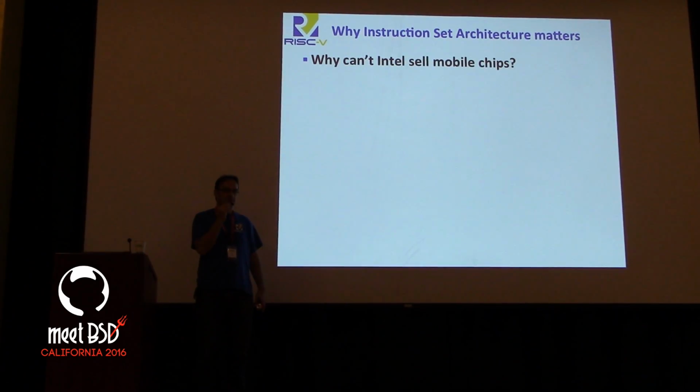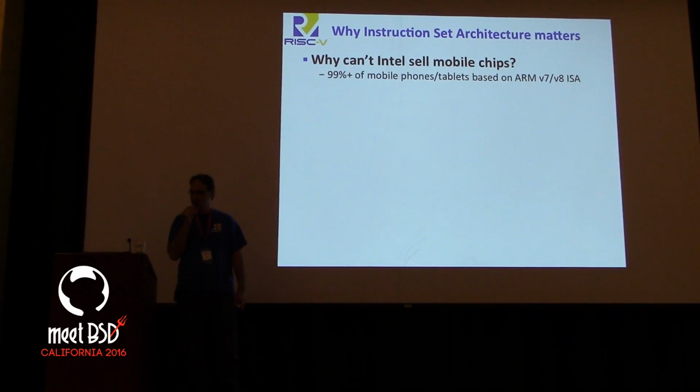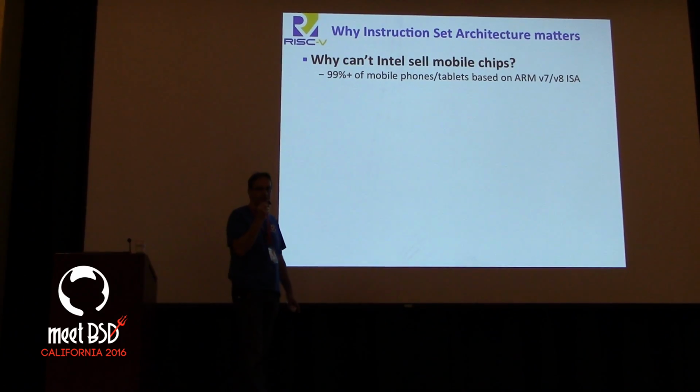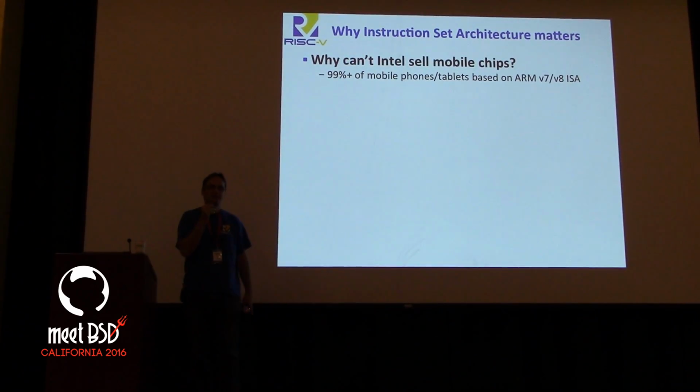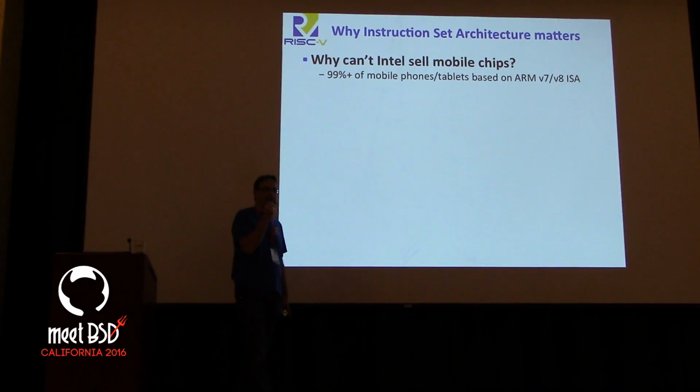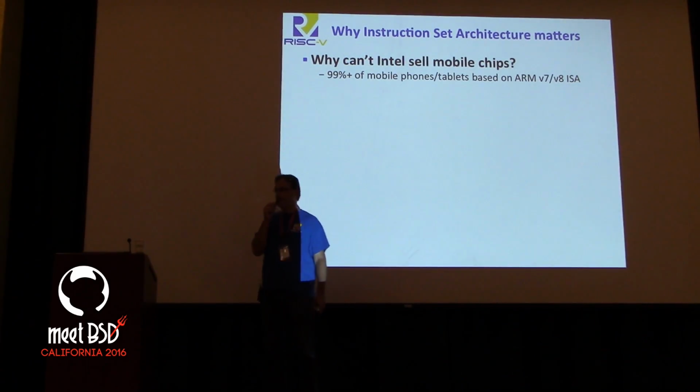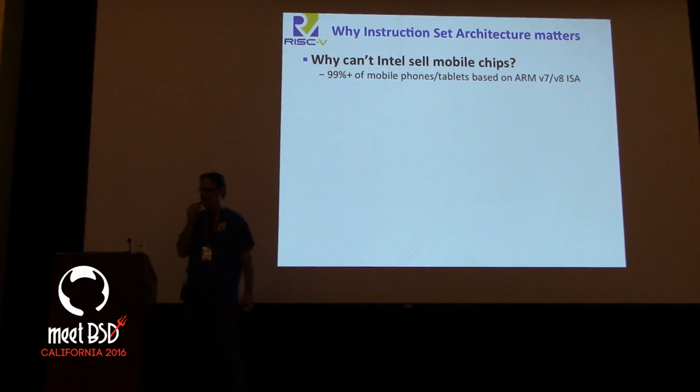Why can't Intel sell mobile chips? Because they have the wrong instruction set, right? All the mobiles are based on the ARM v7, v8 ISA, the vast majority of them. Even when Intel staples dollar bills to those chips, they cannot sell them into that market, right? They're effectively useless because they have the wrong ISA.